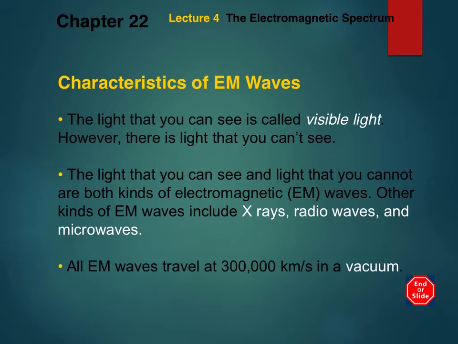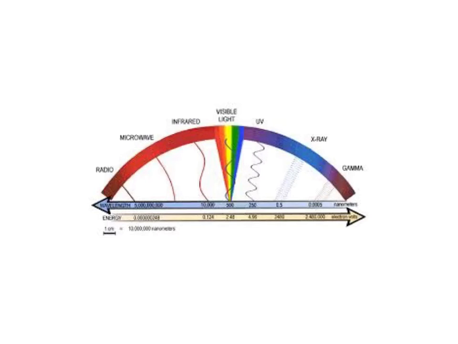So all of these EM waves travel at a speed of 300,000 kilometers per second. And what is that speed? Should ring a bell. That's the speed of light, okay? And it travels that speed in a vacuum. So remember, when waves are exposed to different mediums, like water or air, light can slow down, and it does slow down just a bit. But in a vacuum, all of these different kinds of light, X-rays, radio waves, microwaves, they all travel at the speed of light.